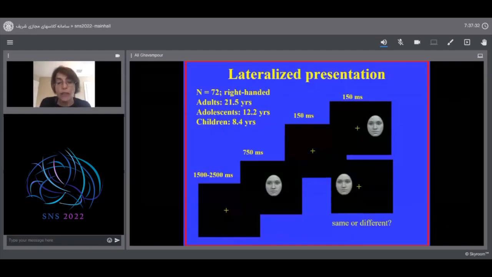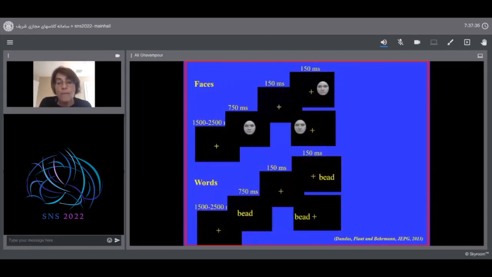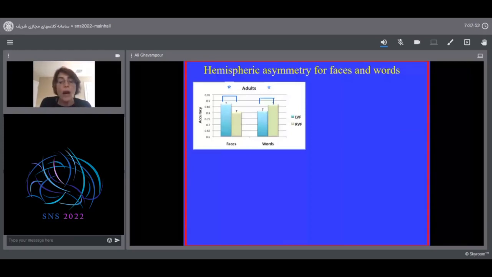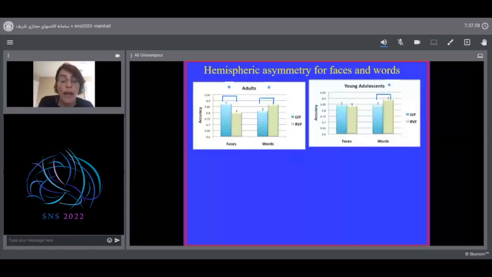Okay, in either visual field, and they make a same different judgment. We use the exact same paradigm for word recognition. A word appears, brief fixation, and then a target appears in the left or the right visual field. And so we are able to establish the hemispheric asymmetry for faces and words using this behavioral paradigm.